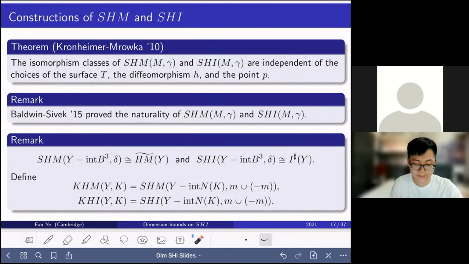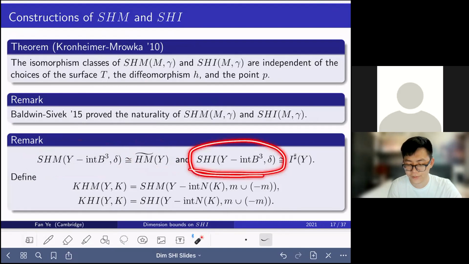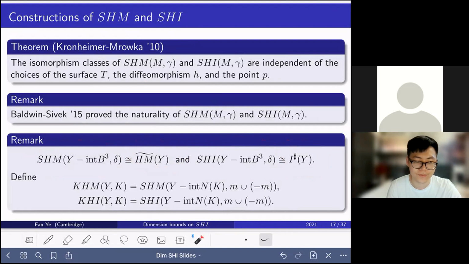A remark: if we take the closed 3-manifold minus a 3-ball, then we may recover the Heegaard Floer version. The hat version is defined in monopole Floer homology, and also if we use SHI, we would get I sharp of Y, and I sharp is also defined in instanton theory. But here I will not say anything about the definitions.